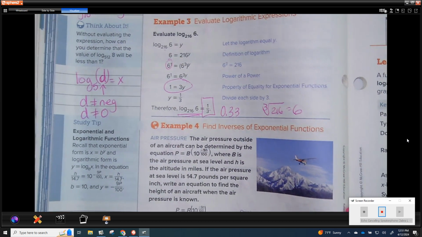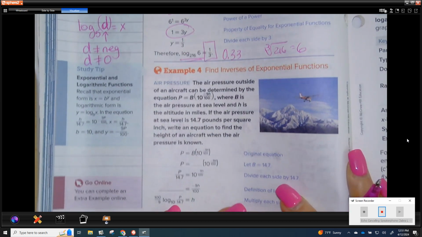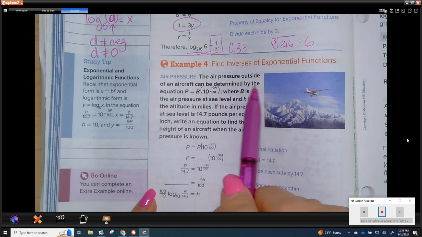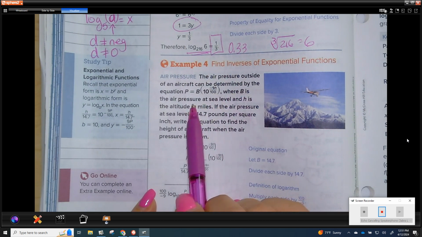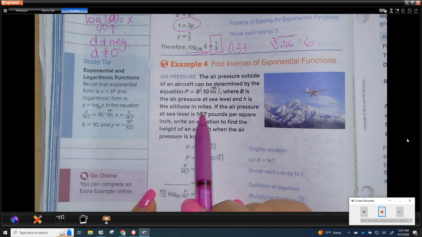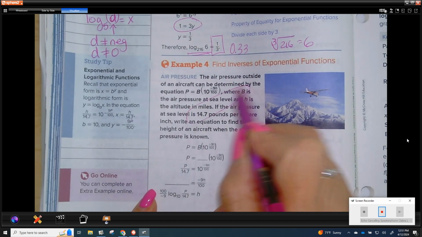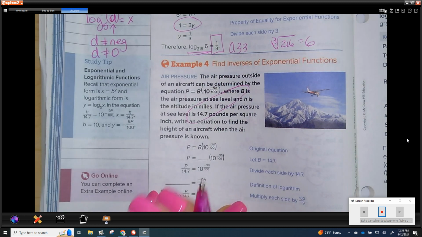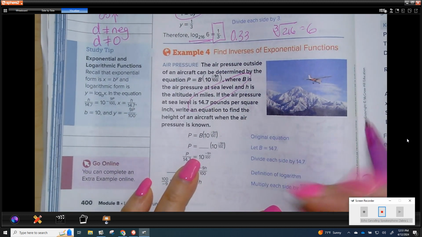Okay. Find the inverses. So this is a formula. The air pressure outside an aircraft can be determined by the equation, where B is the air pressure at sea level and H is the altitude in miles. If the air pressure at sea level is 14.7, so that is our B, write an equation to find the height of the aircraft when the air pressure is known. So here's our formula. There are 3 variables there, so there's no way we could solve and get a number out because we're still going to have something missing, but we do know B is 14.7.